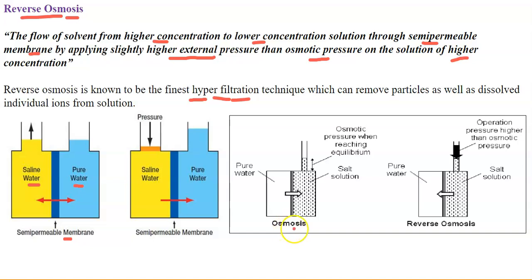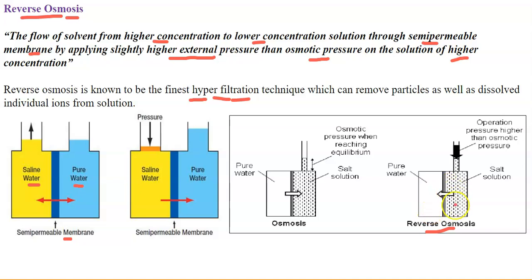Without applying any pressure, solvent has a tendency to pass from low concentration solution to higher concentration solution through a semi-permeable membrane, and during this process the pressure which develops here at the solution of higher concentration is called as osmotic pressure. That is why to reverse this flow, we need to apply an external pressure on the solution of higher concentration, which should be greater than the osmotic pressure. We are carrying out the reverse of osmosis in this method, so it is called as reverse osmosis.